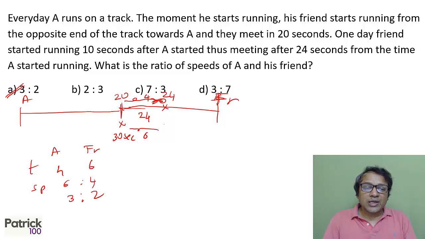I'll repeat again. Both are supposed to meet at 20 seconds, but since the friend started 10 seconds late, they meet at 24 seconds. That means A has covered 4 seconds extra. The same distance the friend has to cover in 6 seconds, because he has to reach the meeting point in 30 seconds, 20 plus 10. So when A covers the distance in 4 seconds, the friend covers it in 6 seconds. Ratio of the speed is inverse, 6:4 or 3:2. Get the answer.